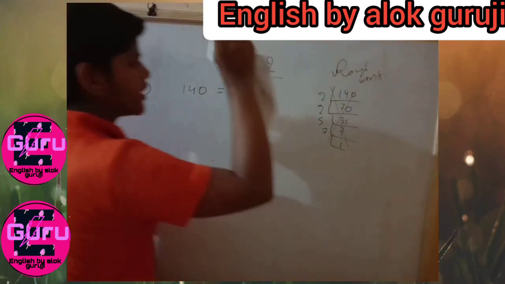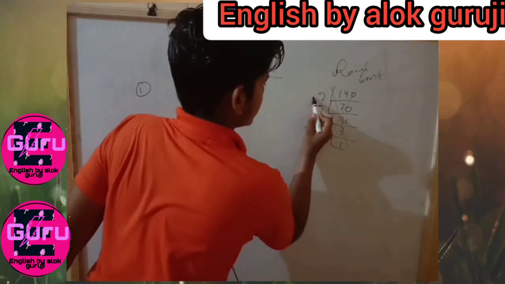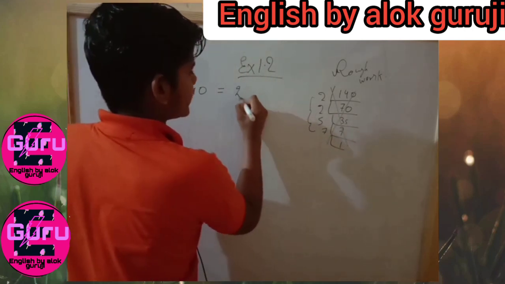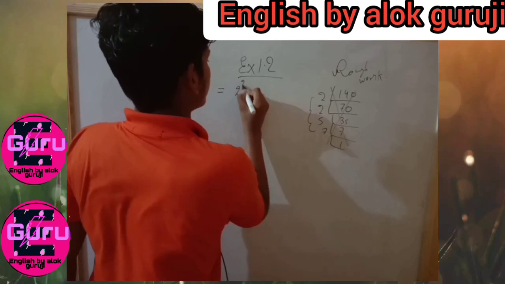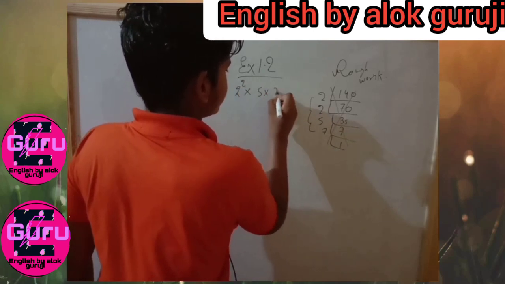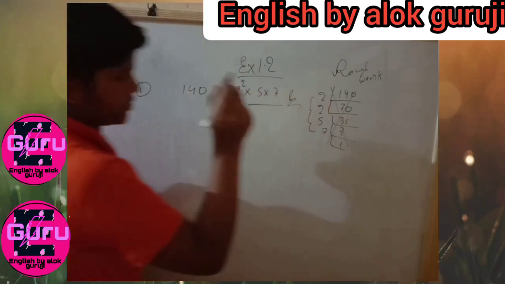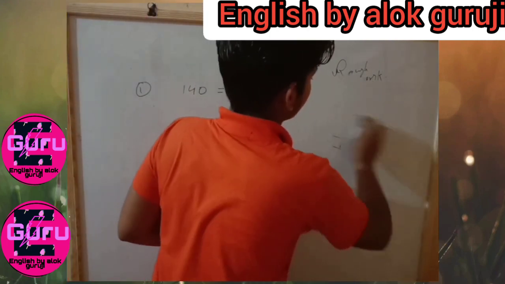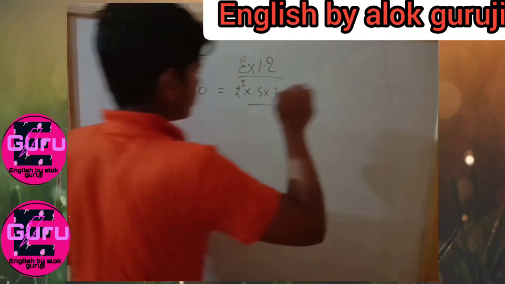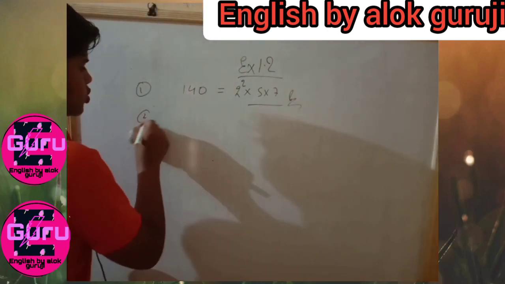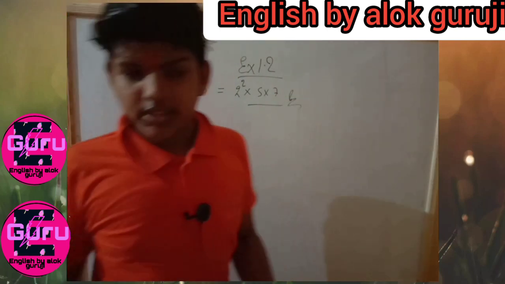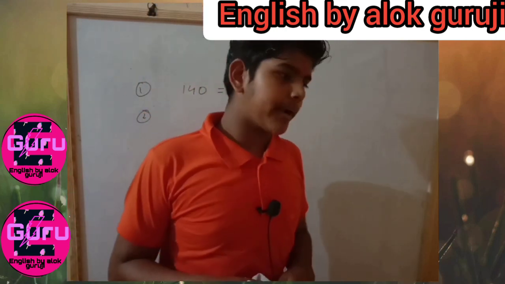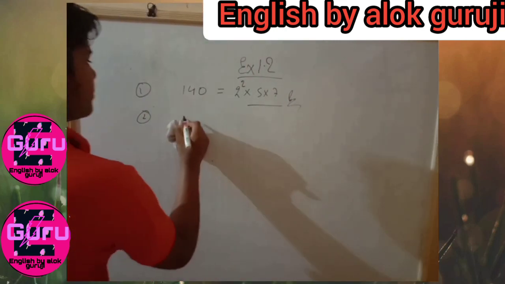Alright, now you can see here these are the factors of 140. Then you can write here 2 raised to 2 into 5 into 7, and this is your required answer. Now for you, I'm solving one more question. The question is telling the same thing. We should calculate the product by prime factorization method of 156.